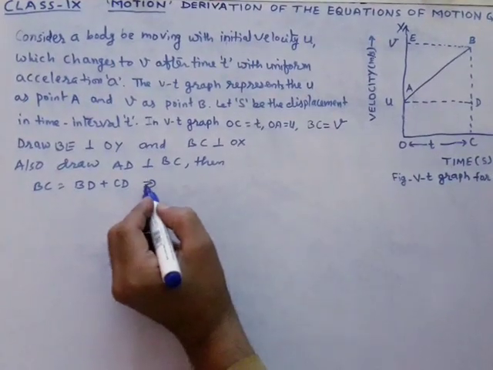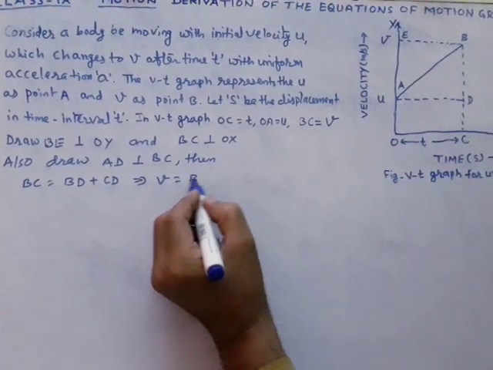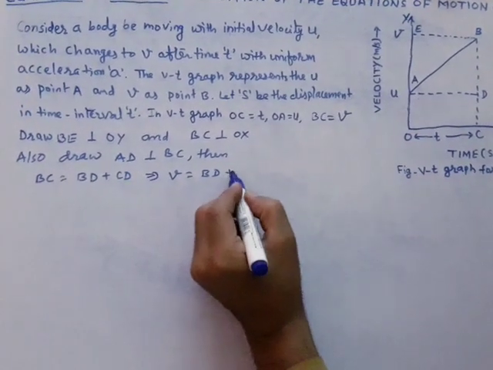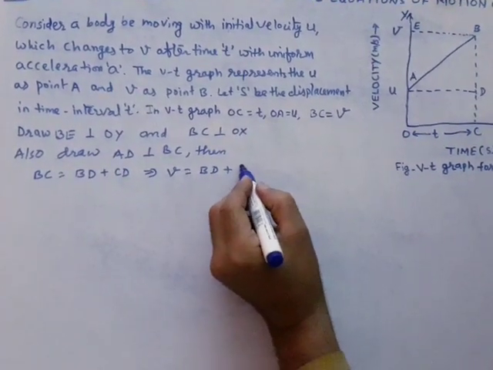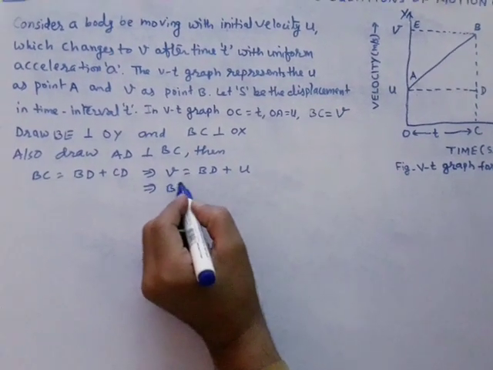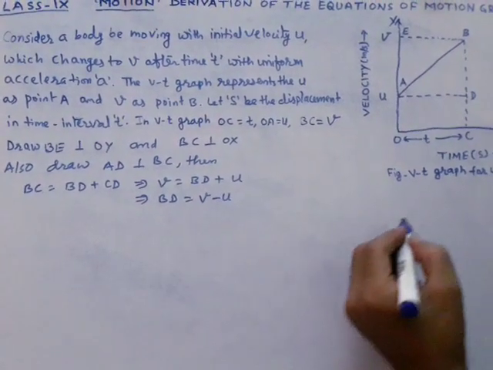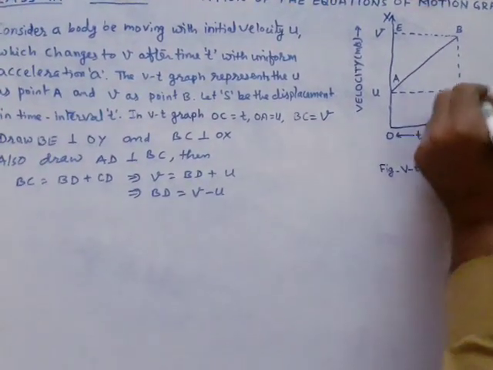This means BC, which is v, is equal to BD plus CD. CD is equal to OA, which is u. This implies that BD is equal to v minus u.